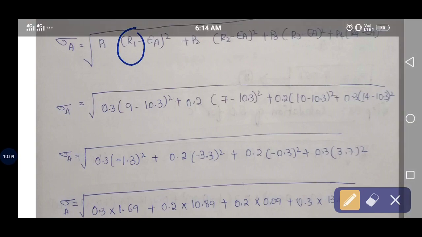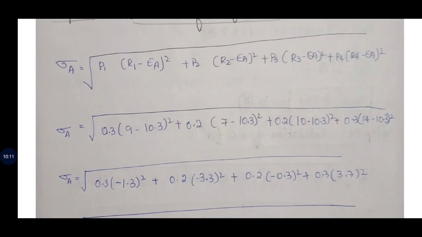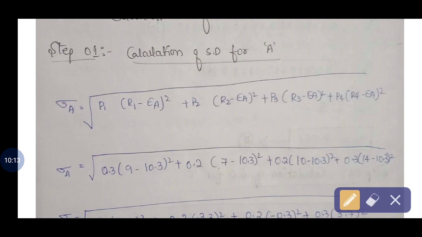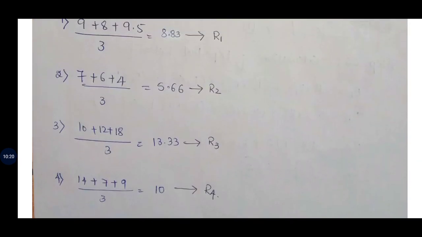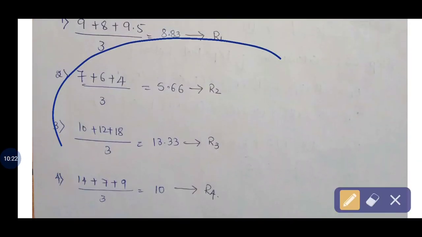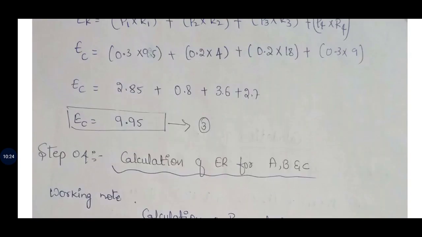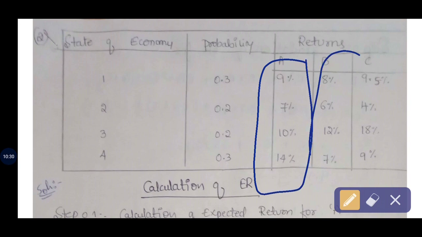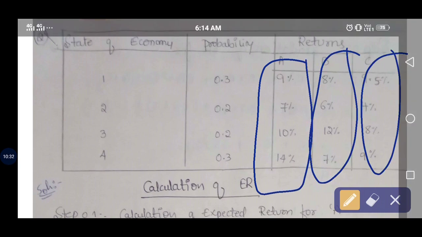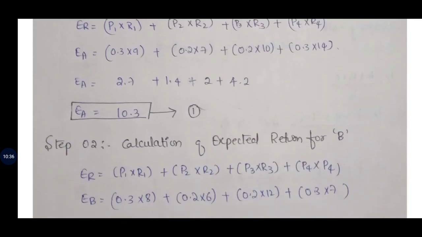So R1 will be of the individual security only, because we are calculating for A. If we are calculating for A, B and C, then we have to take the calculated values. But if we are calculating for an individual security, we have to take what is given in the question, that is this one. So 9, 7, 10 and 14%.